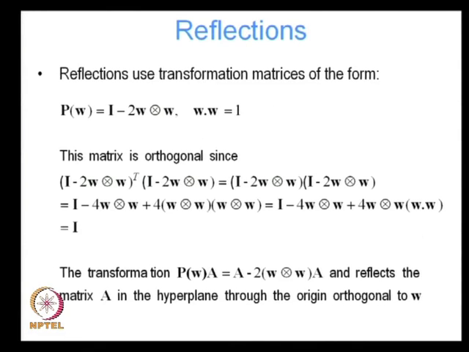What about reflections? Well, for reflections, the transformation matrix has this form. P depends on a particular vector W, and P of W is I minus 2 W tensor product W. When you take a dot product of two vectors, you get a scalar, but this is not a dot product, it is a tensor product.